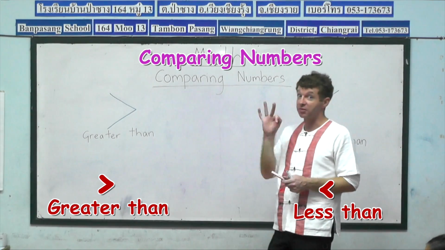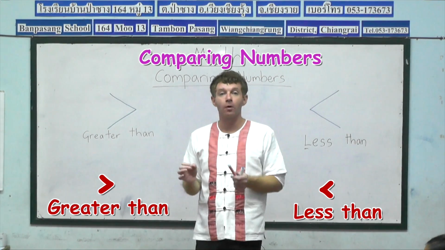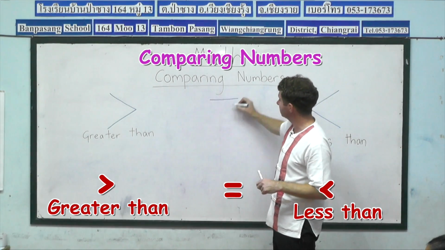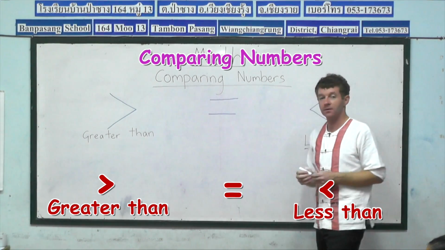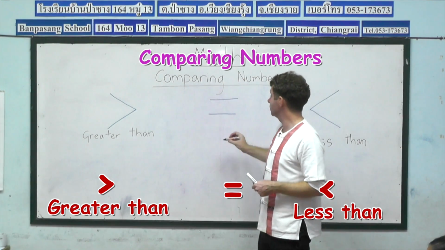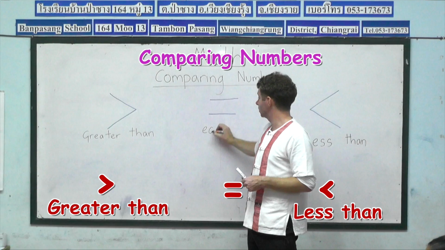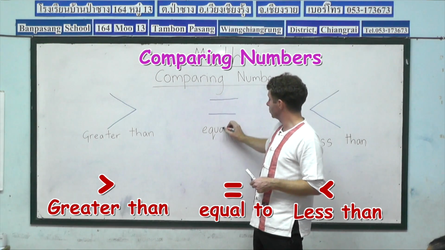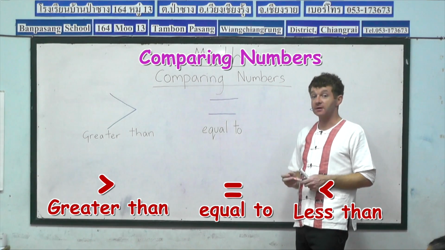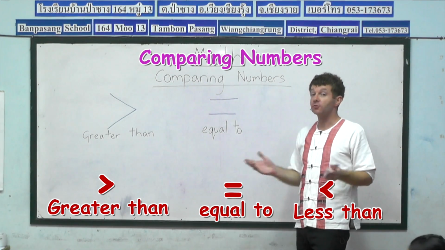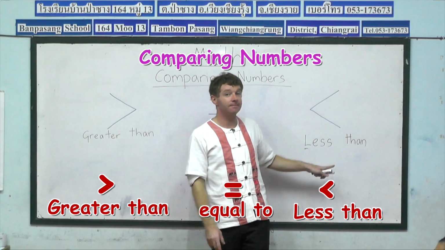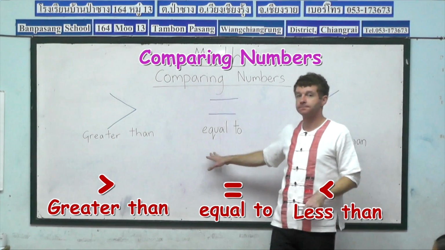But there was a third symbol. If we have two numbers that are exactly the same, yes, we use a sign we all know already. This is the equals sign, or the equal symbol. And we use this to say equal. Excellent, guys. Equal to. So our three symbols: greater than, less than, equal to.